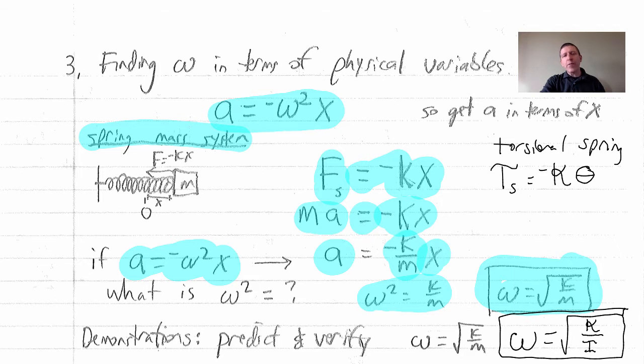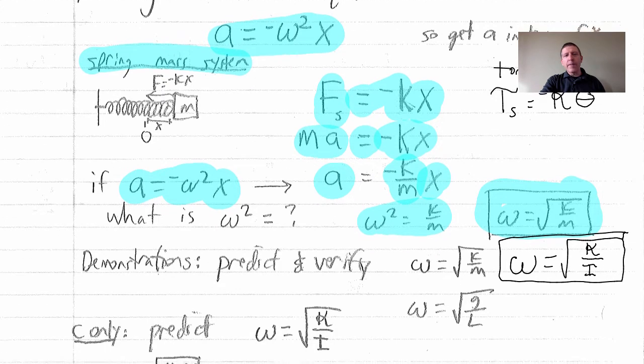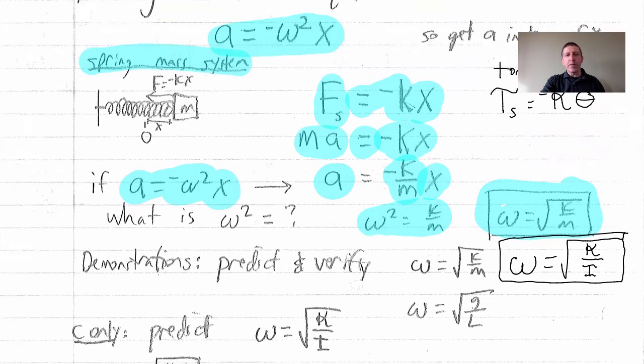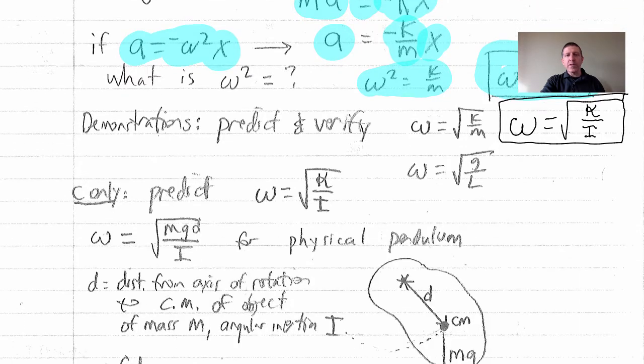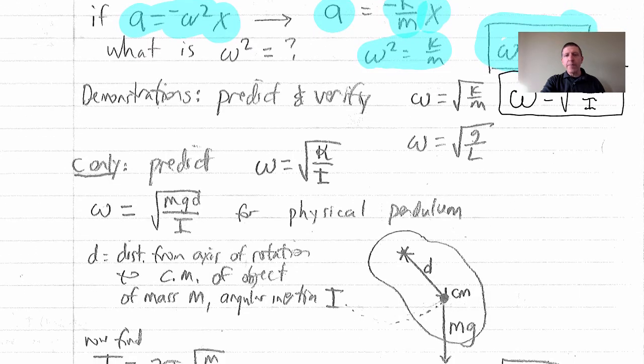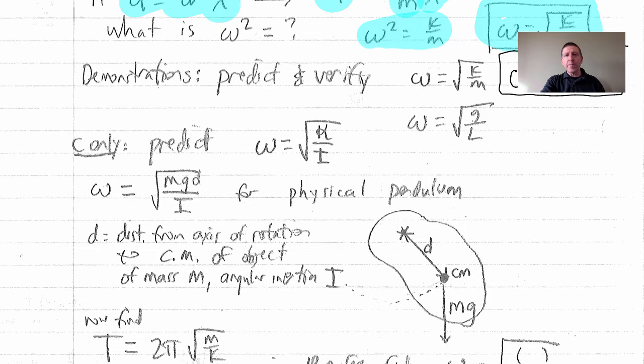We can play this game with a whole lot of other stuff, including a physical pendulum. Now, a physical pendulum is a little bit tougher because any object can be a physical pendulum. Here's a spoon, physical pendulum.